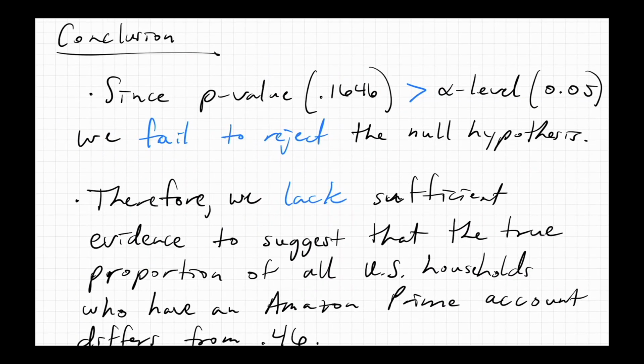Would the blue stuff change to red? Would this change to less than? And therefore, no, it would not, because our p-value is still too big. Even if I change the significance level to 10%, it's still too big. So it would not change for 1% or for 10% because my p-value is too big.